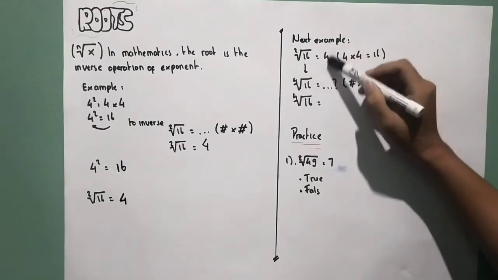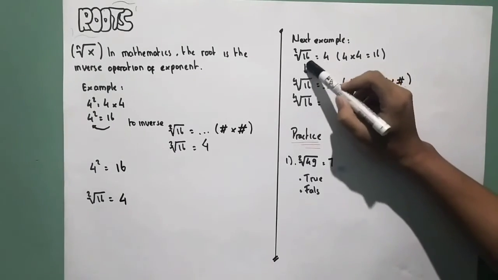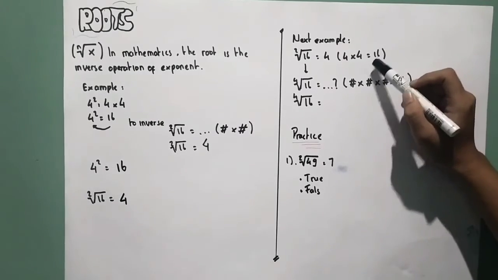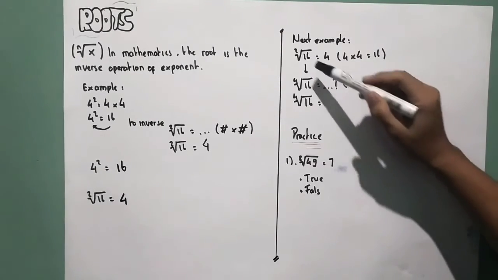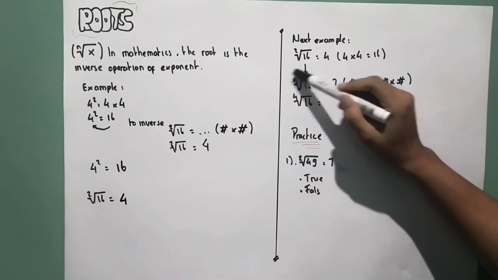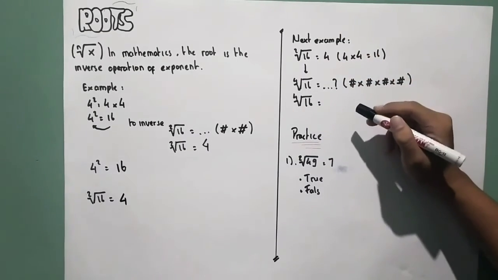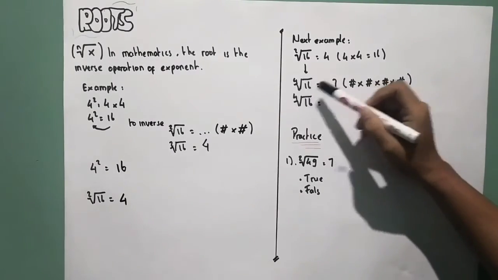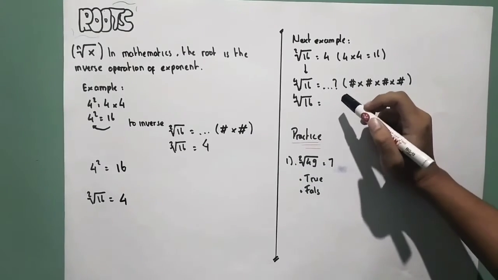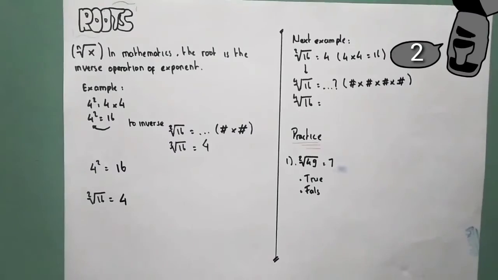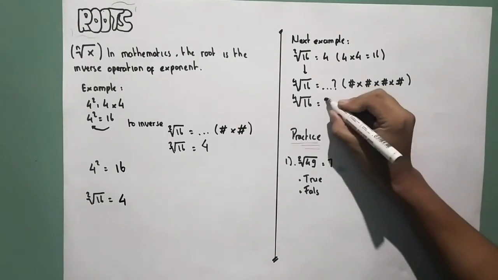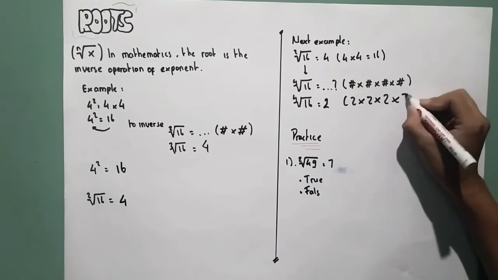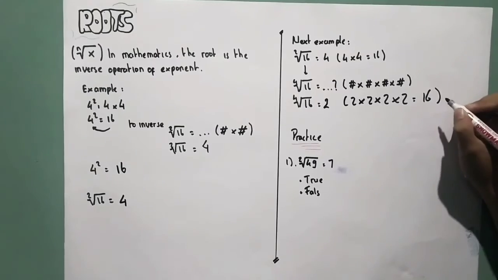Now to the next example. The second root of 16 is 4 because 4 times 4 is 16. But what if we change the little number from 2 to 4? What number could we multiply together 4 times to get 16? Anyone can answer? Yes, the answer is 2 because 2 times 2 times 2 times 2 is 16.